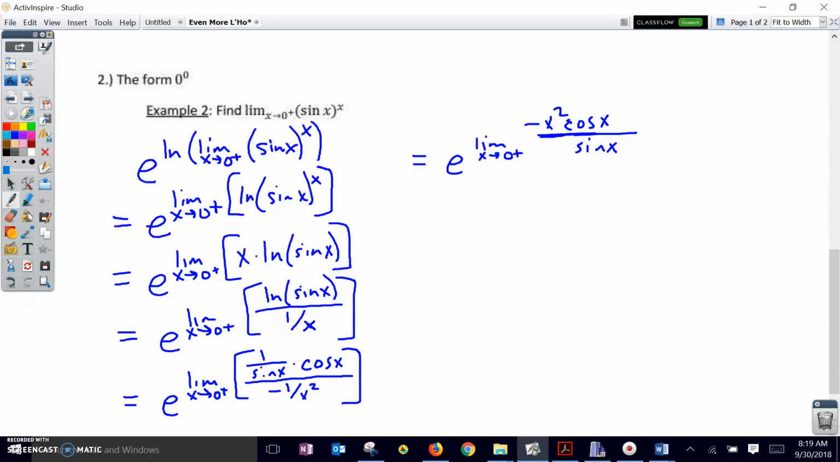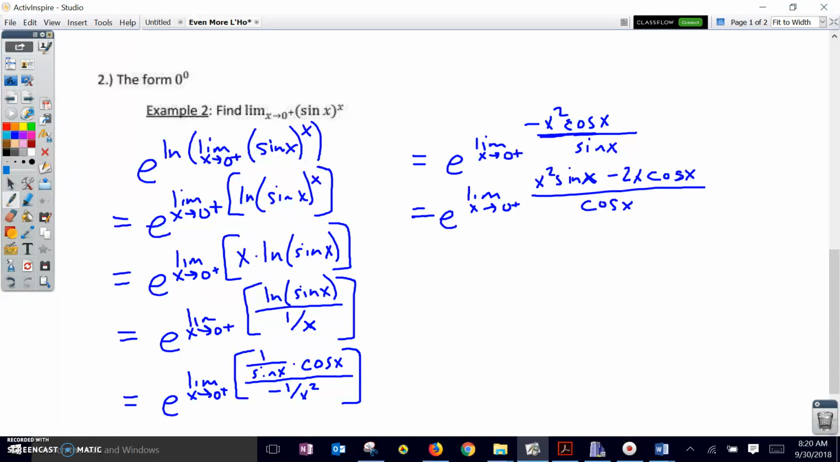And now this turns into something of the form 0 over 0. So we need to apply L'Hopital's rule again. And we've got negative x squared times this derivative of cosine, which is negative sine, so that's x squared sine of x, plus cosine times the derivative of negative x squared, so that's minus 2x cosine of x. All of that over cosine of x.